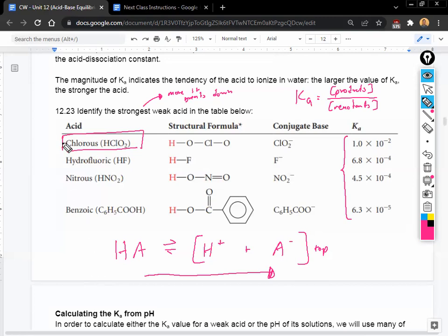Okay, so this guy is like the high schooler playing basketball with a bunch of elementary kids. He's the strongest, but still weak. Okay. So that's how you can tell. The bigger the Ka number, the stronger the acid.